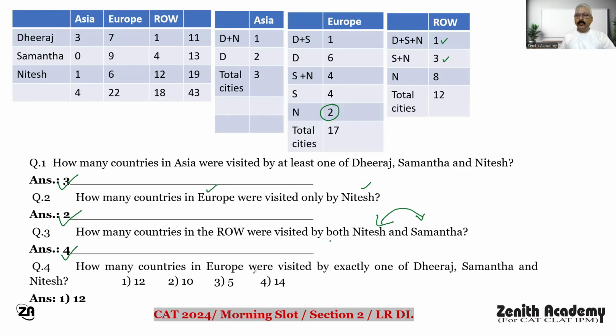Last question. How many countries in Europe were visited by exactly one of Dheeraj, Samantha, and Nitesh? Exactly means exactly one of Dheeraj, Samantha, and Nitesh. So Dheeraj visited here 2 countries, and sorry, in Europe, so here it is 6, 4, and 2. 6 plus 4 plus 2, it is 12. So this is your final stroke of the solution of this LR set.